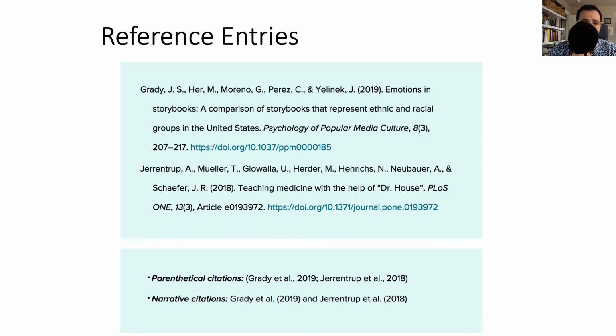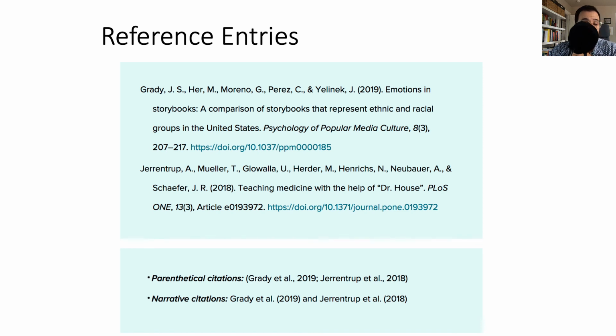The second one is an example of how to cite an article from PLOS One, which is an online journal, so it doesn't have page numbers. This just cites the e-page number of that article. But otherwise, it looks pretty much the same. And there's examples of parenthetical and narrative citations underneath.